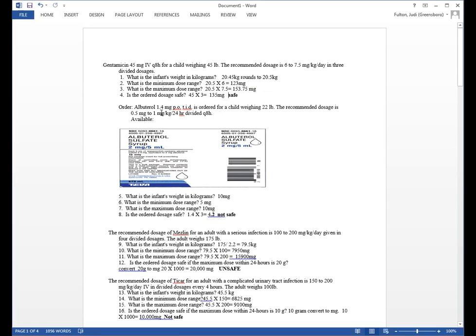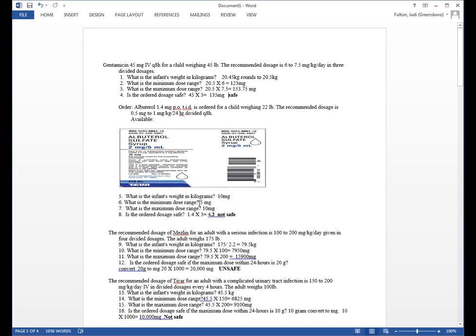Next, we have albuterol. Do note the problems are going to be pretty similar, even the same labels, but these numbers may have changed, so please pay attention. We've got 1.4 milligrams by mouth 3 times a day, 22 pounds. Recommended dose is 0.5 milligrams to 1 milligram per kilogram in a 24-hour period. What is the infant's weight? Calculate the 22 divided by 2.2 gives us 10 kilograms.